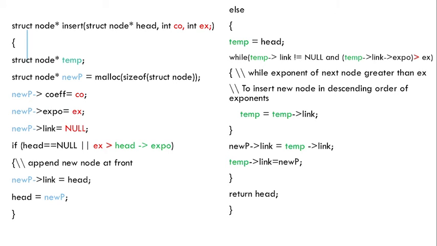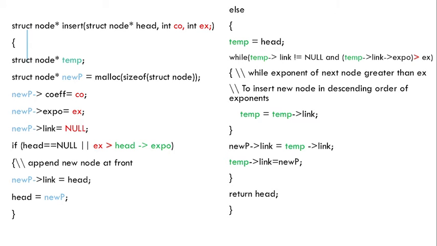Now it is our turn to fill data into that node. For that, we use the statements newp, that is the name of that node, newp arrow coefficient, that is read as the coefficient of newp, equal to co, that is the value we have. Exponent field of newp is equal to ex, that is the exponent value we have. And we have created one node, and we are storing null as the link field of that node. So we have created a node and we have entered the values into that node.